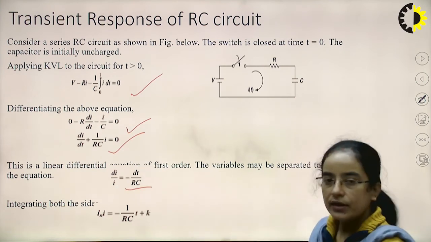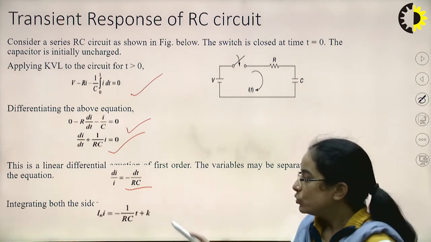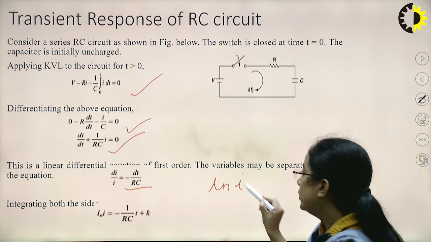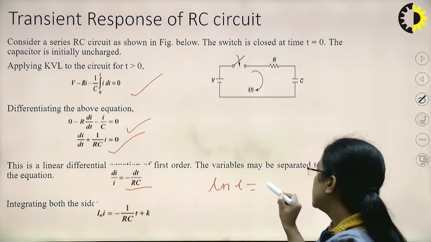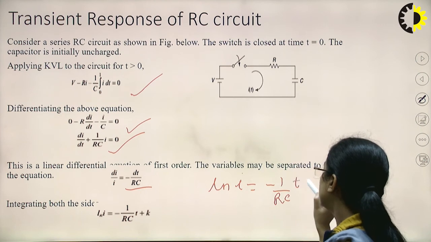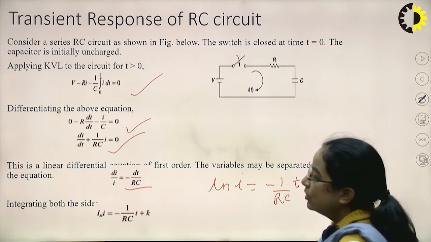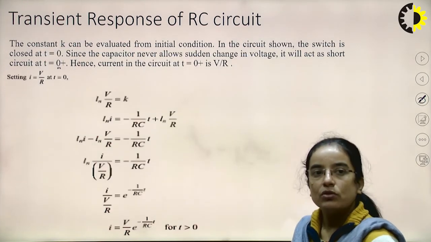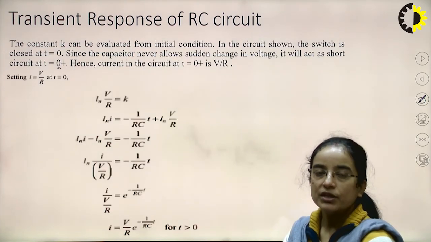Now we will integrate both sides. So this will be ln I equal to minus 1 by RC into t plus constant k. Now we will find the value of this constant k. The constant k can be evaluated from the initial condition.